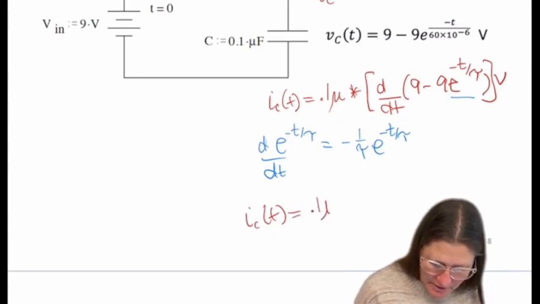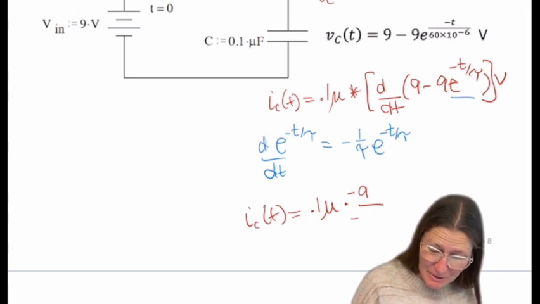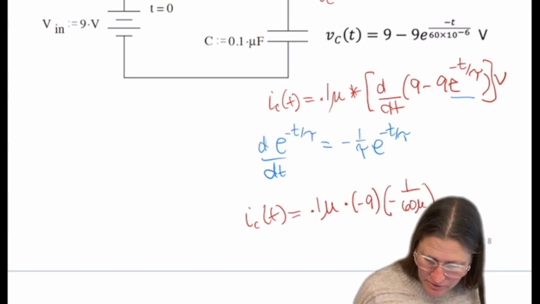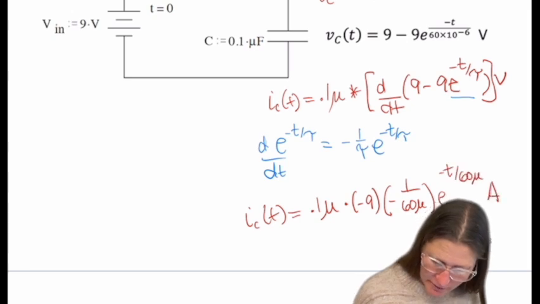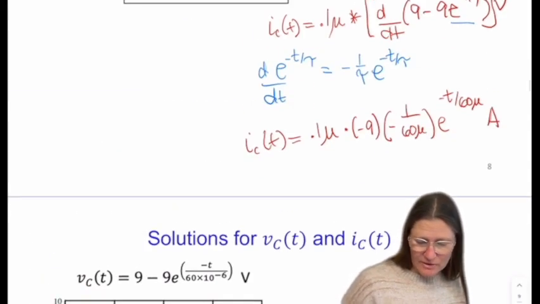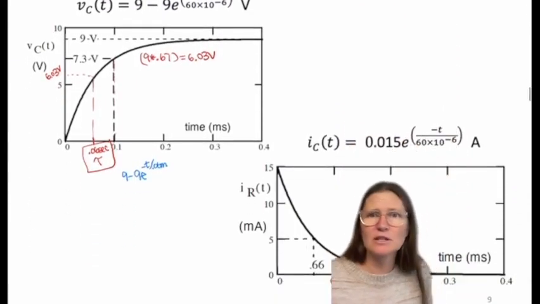So this becomes IC of t equals 0.1 micro times 9, and that's minus 9 times minus 1 over tau. So let me go backwards. Minus 9 times minus 1 over tau in this case is 60 micro, e to the minus t over 60 micro. And now this will be in amps. And so the minus cancels out with the minus, so that value in the front becomes 0.015 e to the minus t over tau.